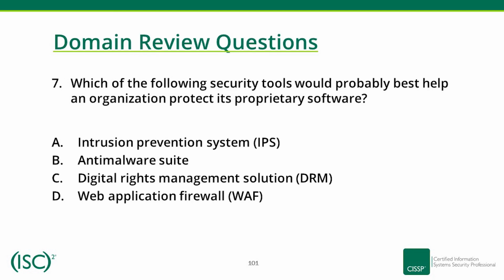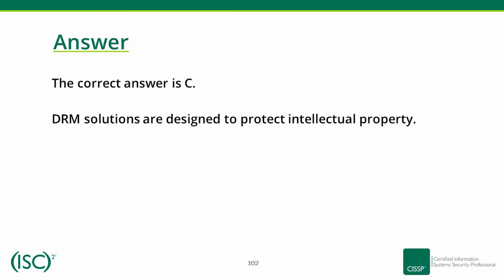Domain Review Questions. 7. Which of the following security tools would probably best help an organization protect its proprietary software? A. Intrusion Prevention System, IPS. B. Anti-Malware Suite. C. Digital Rights Management Solution, DRM. D. Web Application Firewall, WAF. Answer. The correct answer is C. DRM solutions are designed to protect intellectual property.